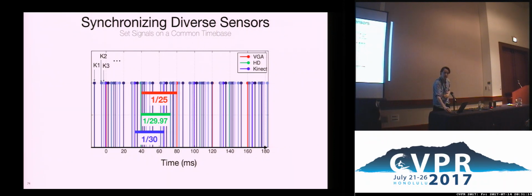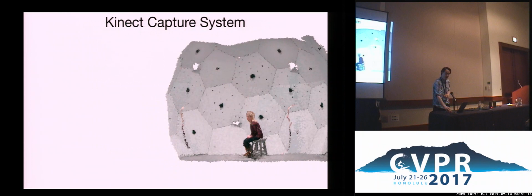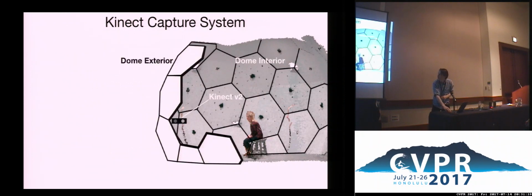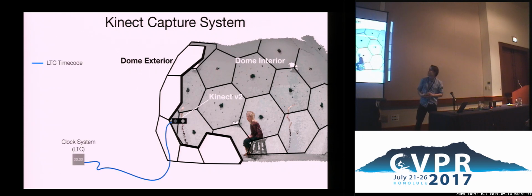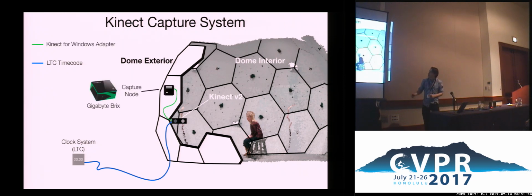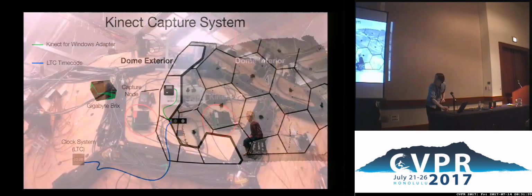So let's see how this looks in terms of hardware. We have the dome. We have the Kinects mounted on the inside. And there's obviously the synchronization signal, which comes from the HD camera system. And then the important part is that we have a capture node mounted on the outside of the dome. And this is how that looks in practice.